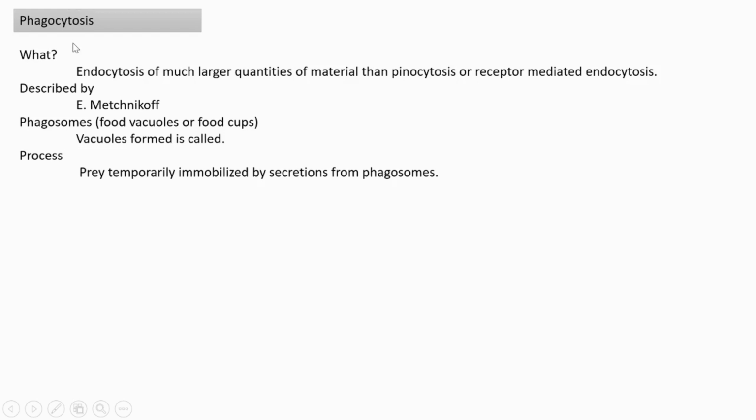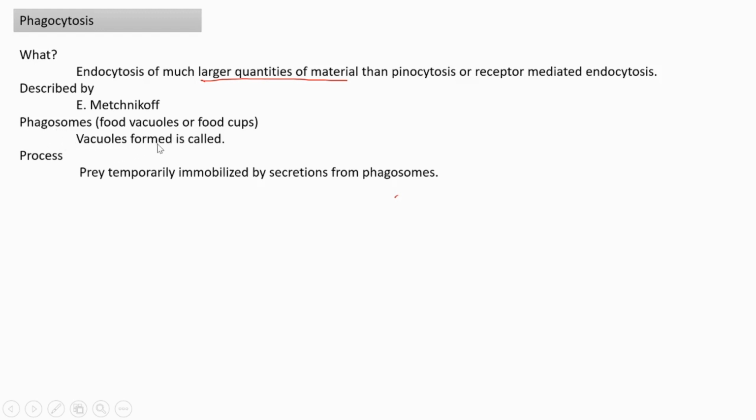Next is phagocytosis. Phagocytosis is a type of endocytosis itself, but it is taking in a larger quantity. That is the important thing. Larger quantities of material than pinocytosis or receptor mediated endocytosis. It was described by E. Metchnikoff, and here the vacuole that is entrapping the materials that need to be transported is called a phagosome.